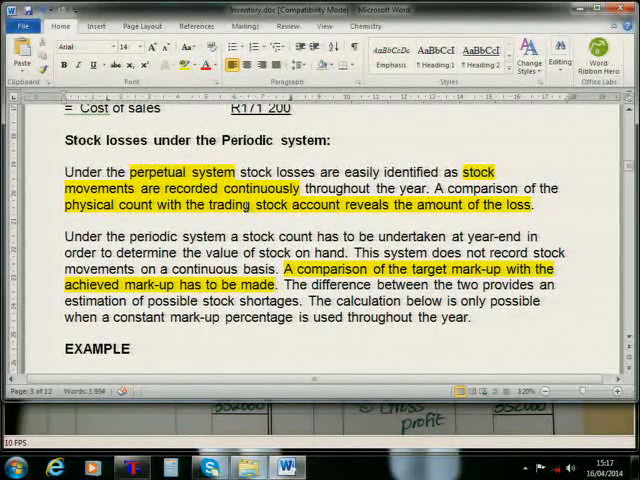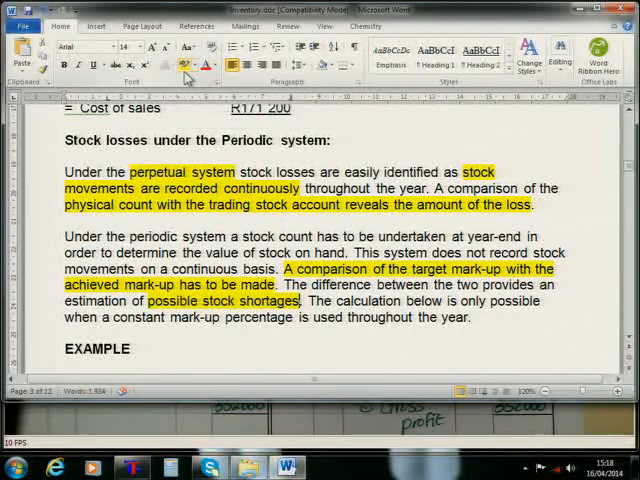You're also going to do a stock count at year end, and then you can work out the value of the stock in the business, and then a comparison of the target markup with the achieved markup has to be made. So we target, we want 50%, but it's only 48%, then you can see there's a few losses there. The difference between the two provides an estimation of possible stock shortages.